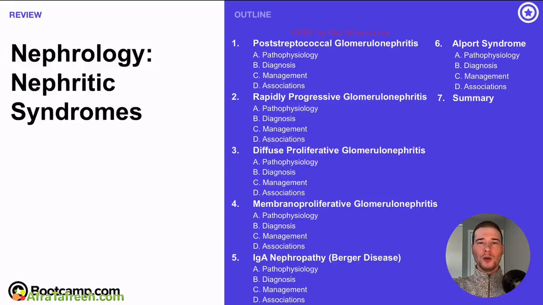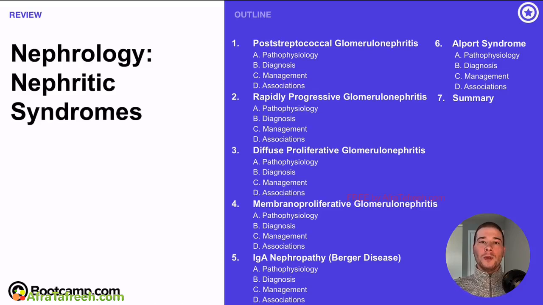So now we're going to move on to our next chapter, which is dealing with the nephritic syndromes. This is really important to complement the previous chapter where we talked about nephrotic syndromes, because they're going to expect you to be able to compare and contrast some common nephrotic syndromes versus nephritic syndromes.